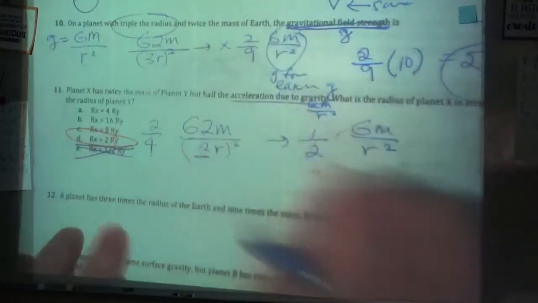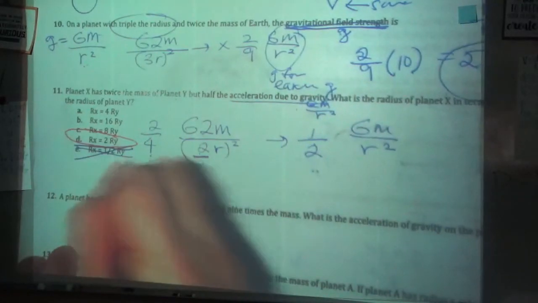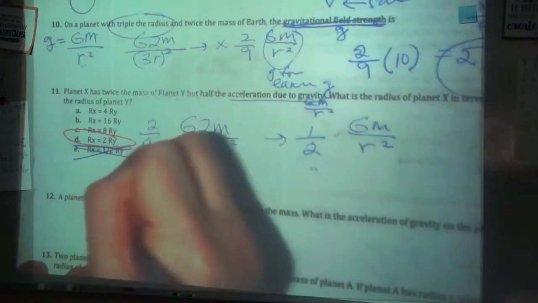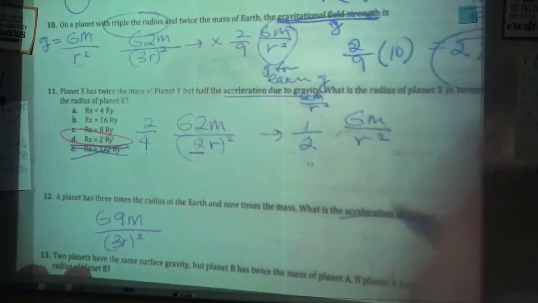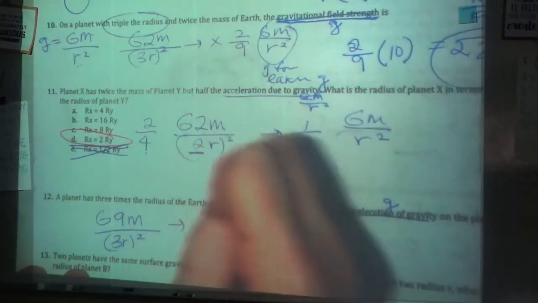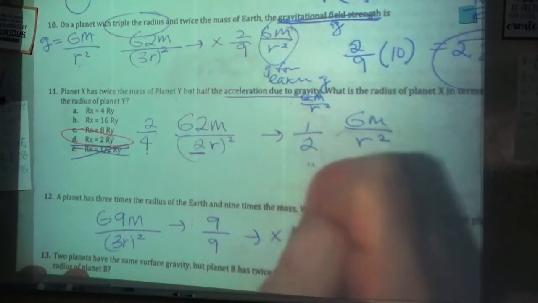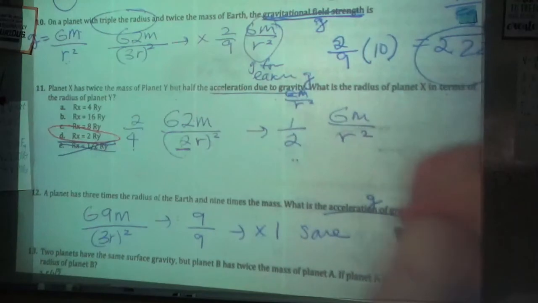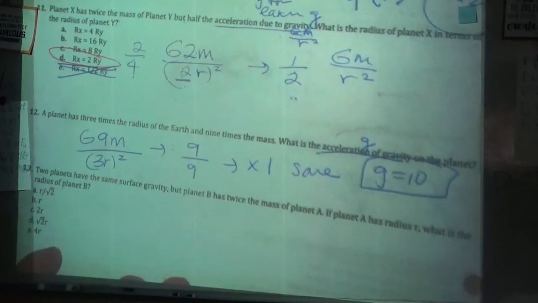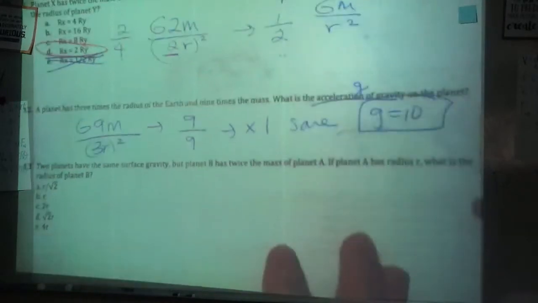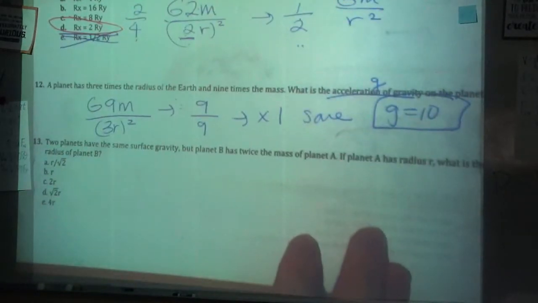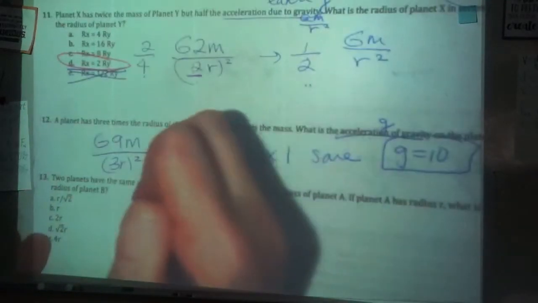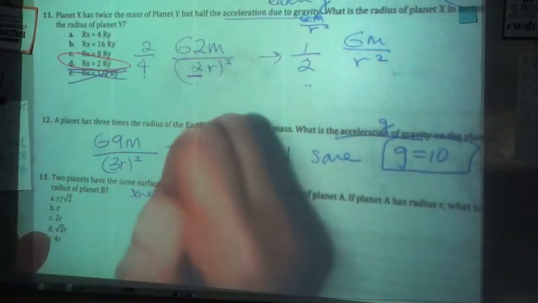A planet has 3 times the radius of the Earth and 9 times the mass. Acceleration due to gravity, that's little g. That would be a factor of 9 over 9, which means times 1, so it stays the same. So little g on Earth is just 10, and it's the same on this planet. Two planets have the same surface gravity, so they have the same little g.